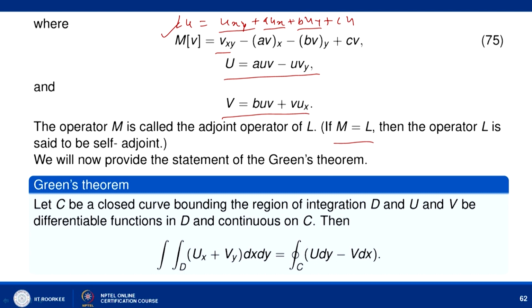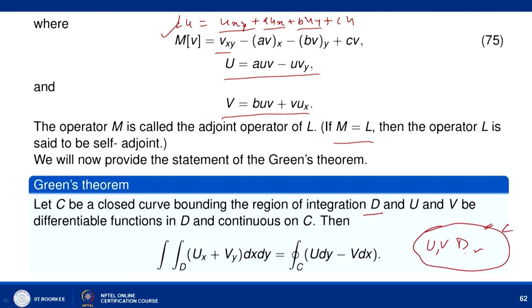Now, we recall a very important theorem which is Green's theorem, and we will see how Green's theorem is very useful in solving our problem. So, what is Green's theorem? Let C be a closed curve bounding the region of integration D, and u and v be differentiable functions in D and continuous on C. So, let us say you have a domain, and C is this curve, and D is the domain enclosed by this curve C, and u and v are differentiable functions inside your domain, and on the boundary they are continuous. So, how the double integration which is done inside your region is now converted to the integration on the boundary.